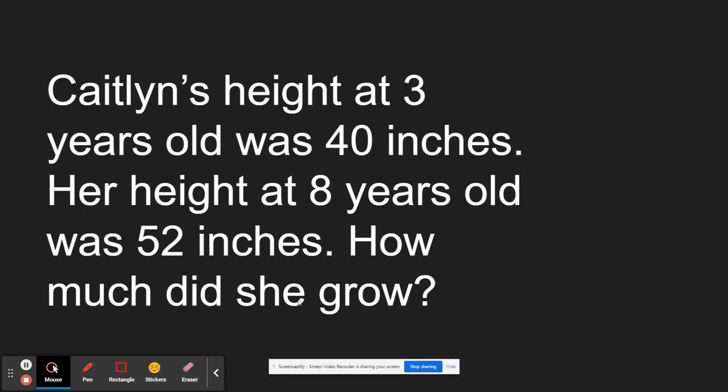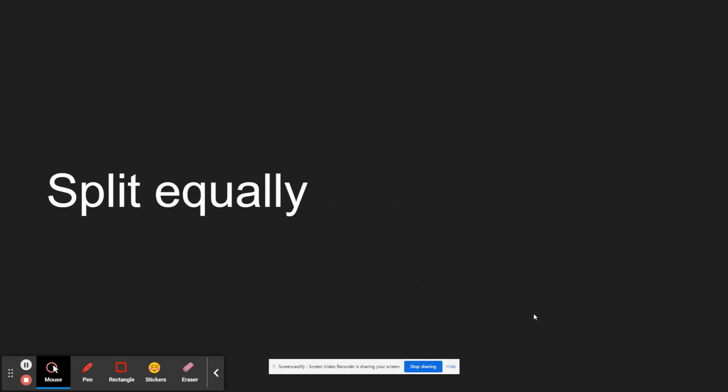Caitlin's height at 3 years old was 40 inches. Her height at 8 years old was 52 inches. How much did she grow? So what's the difference between when she was 3 years old and when she was 8 years old? So you're going to subtract to find the difference or how much she grew. Split equally, that's just like equally shared. Divided equally, that would be divide.